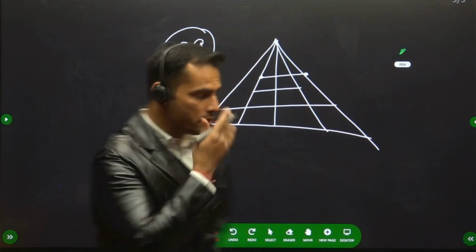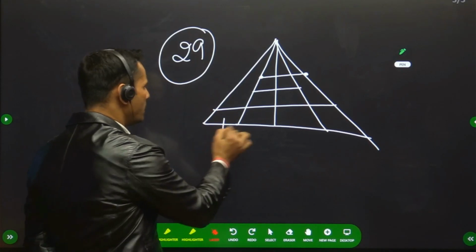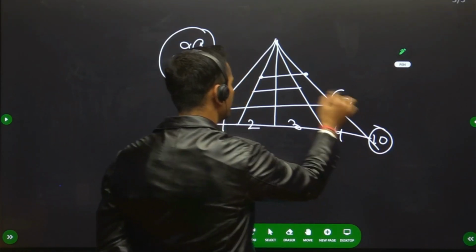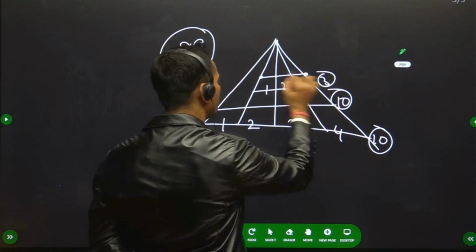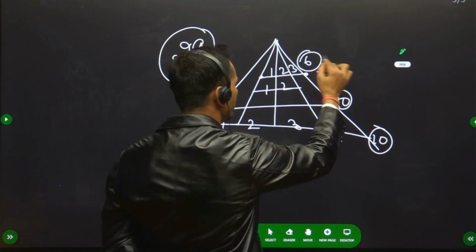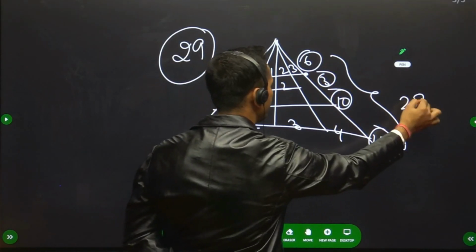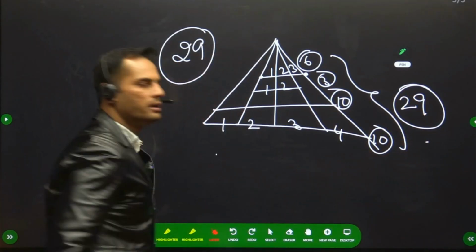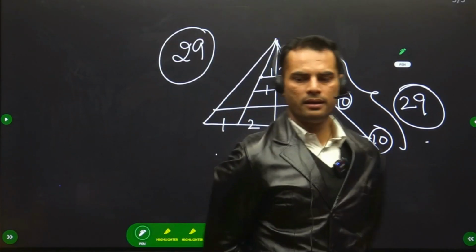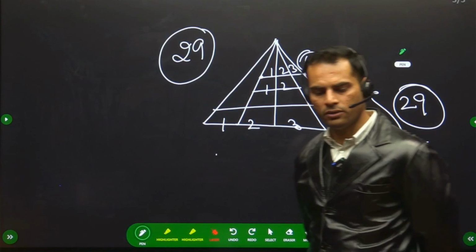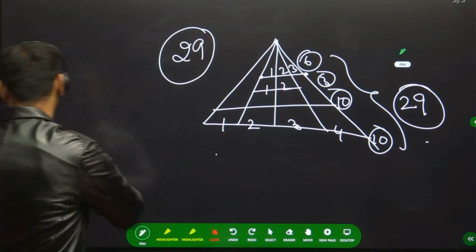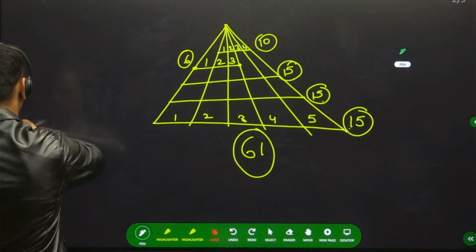So dear students, let me just explain. 1, 2, 3, 4, 10 triangles will be here. 10 triangles here. 1, 2, 3, 6 triangles on this base. 10 plus 10, 20. 26 plus 3, 29. 29 triangles are there in this particular figure. Perfect. So most of you answered it correctly. Now let us move on to the next question.